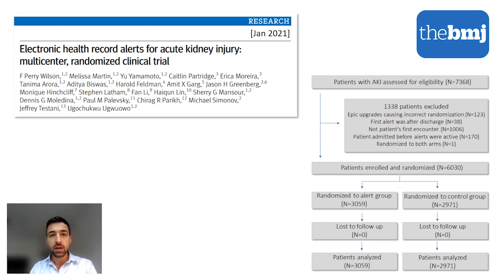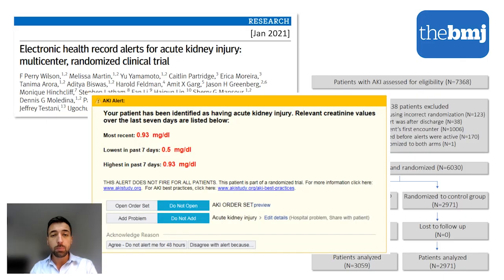What they did, they randomized over 6,000 patients into two groups. In the intervention group, the clinicians would see a pop-up window appear in the electronic health record software if the patient was to develop an AKI. And you see that the alert would say, your patient has been identified as having AKI. Here are the numbers, and there's a link to an order set where you can order more investigations and treatments.